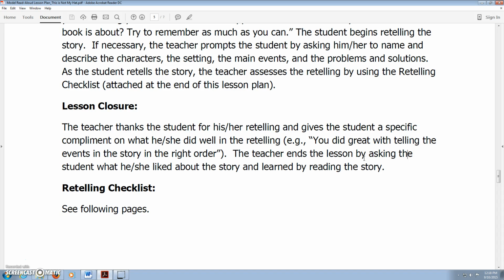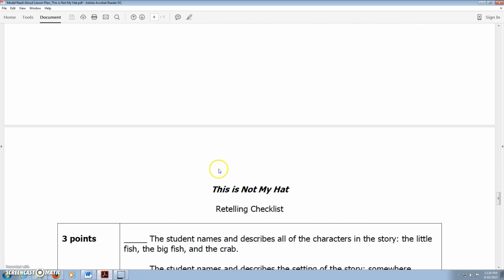And then the teacher finally wraps it up by having the student think about what he or she learned about the story as a result of the lesson, or by giving the student a chance to respond to the story, like explaining what he or she liked about the story. So that's a pretty simple way to close a lesson, but it works. And then at the end of my lesson plan, as I already said, I have my retelling checklist.